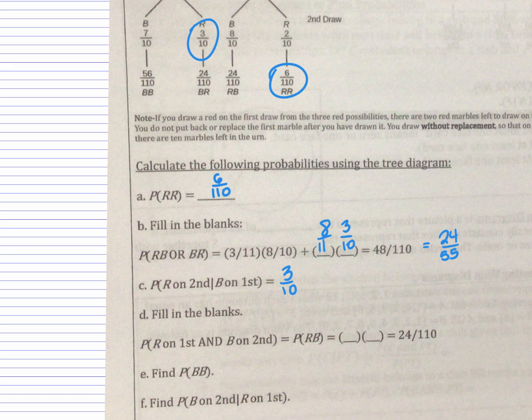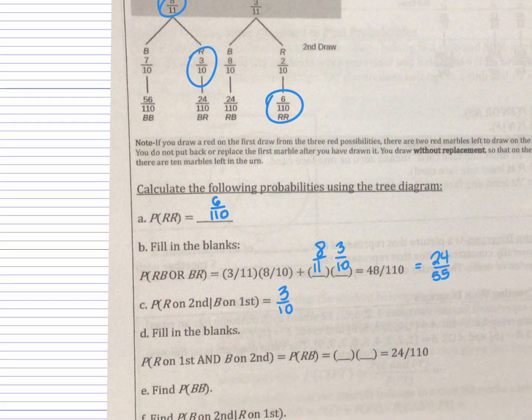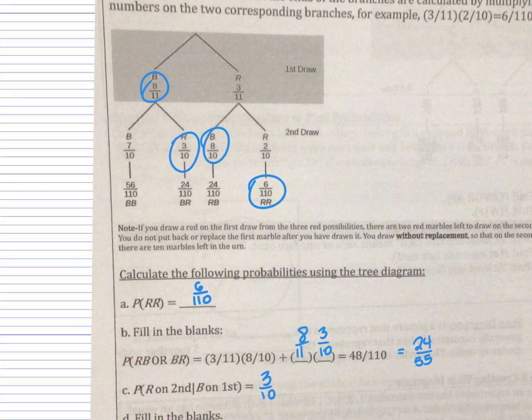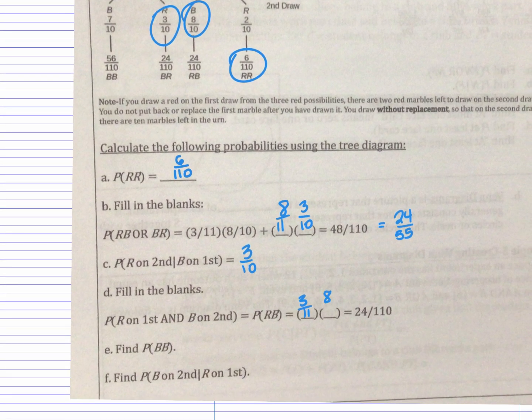All right, the probability of R on the first and B on the second. So if R is first, that is 3 out of 11. And then B, if R is first, is 8 out of 10. And that would multiply to be 24 out of 110 or 12 out of 55.